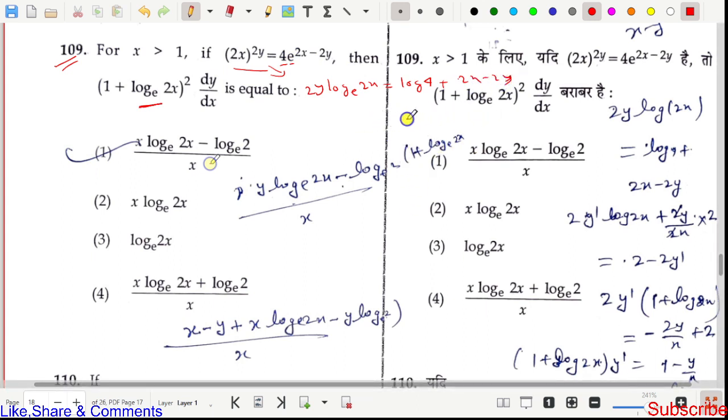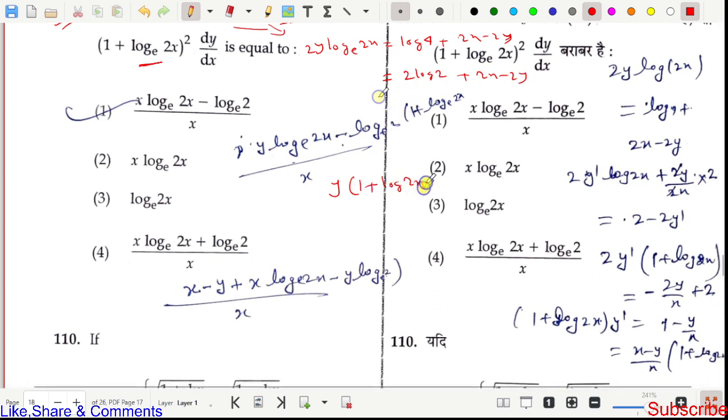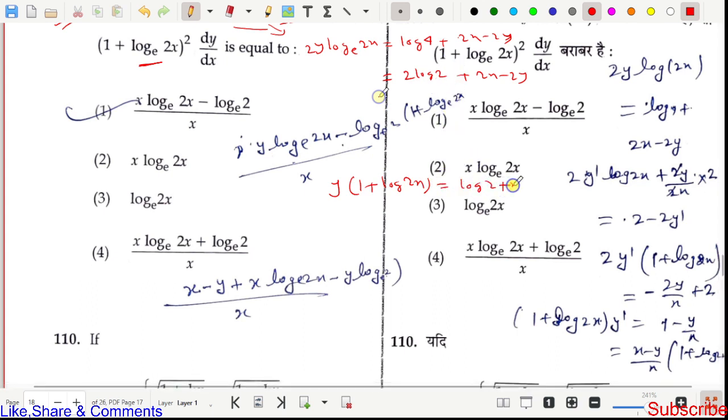So from here we can find out the value of y. Clear? So log 4 we can write 2 log 2 plus 2x minus 2y. All the terms have 2 multiplied, so we can divide by 2. If we take y common, this 2y comes to the left side, that means 1 plus log 2x, and on the right side we have log 2 plus x.